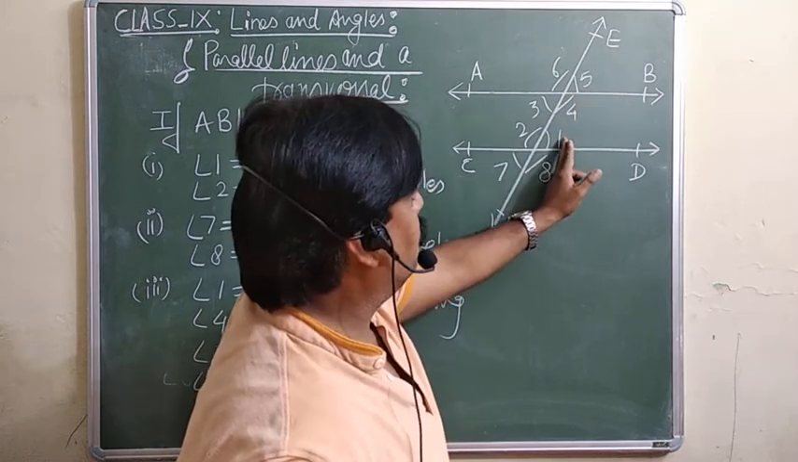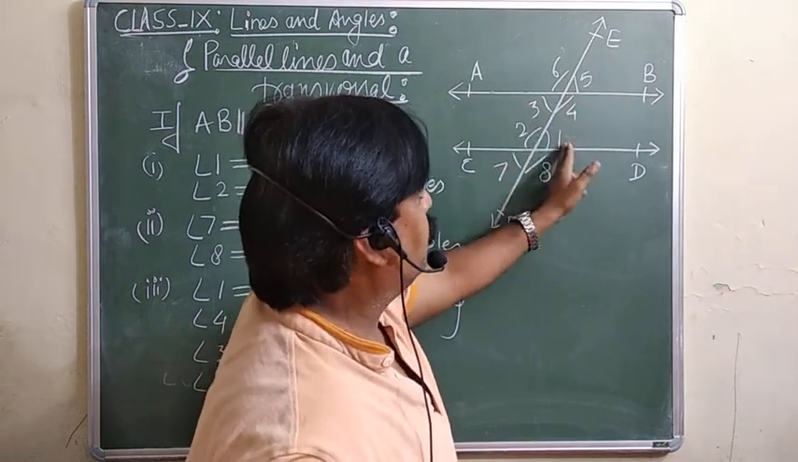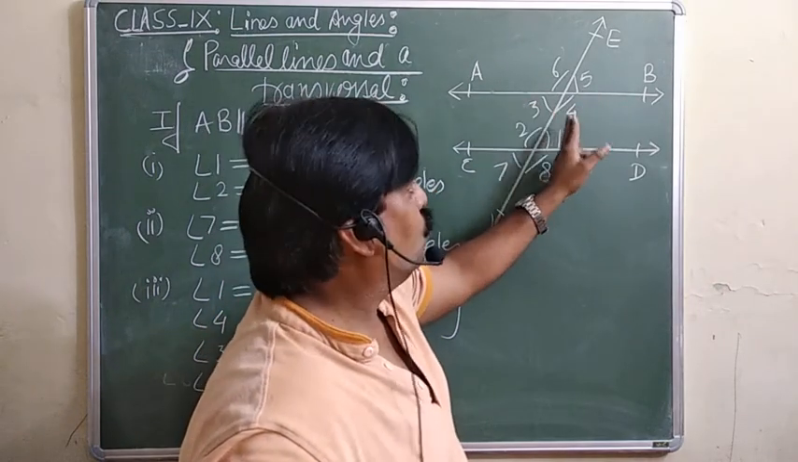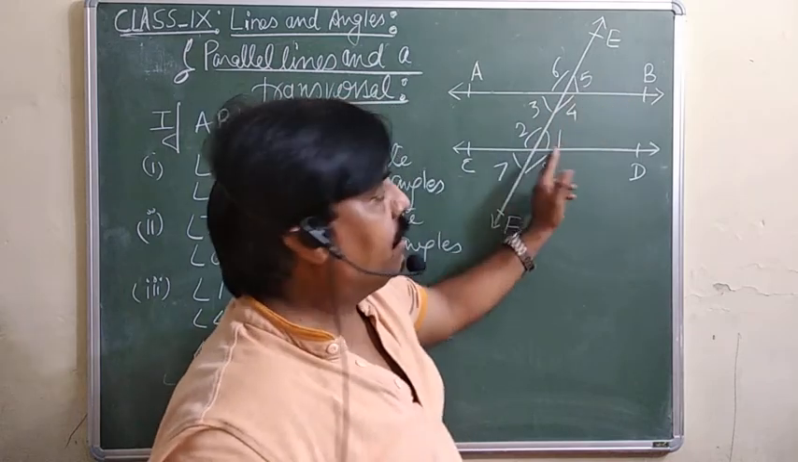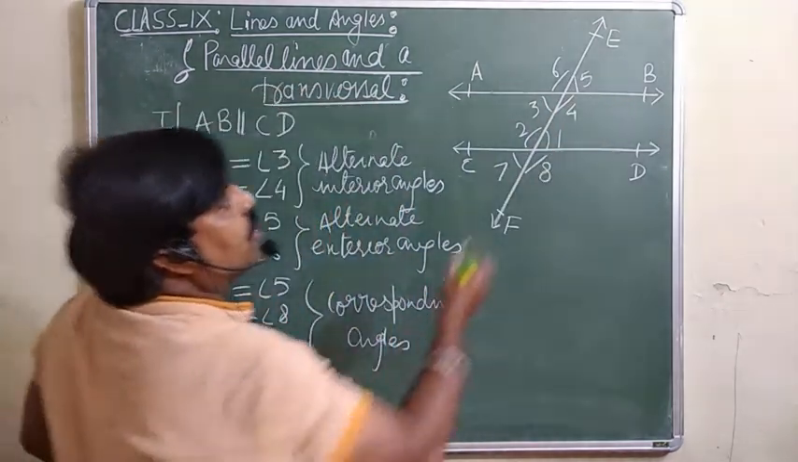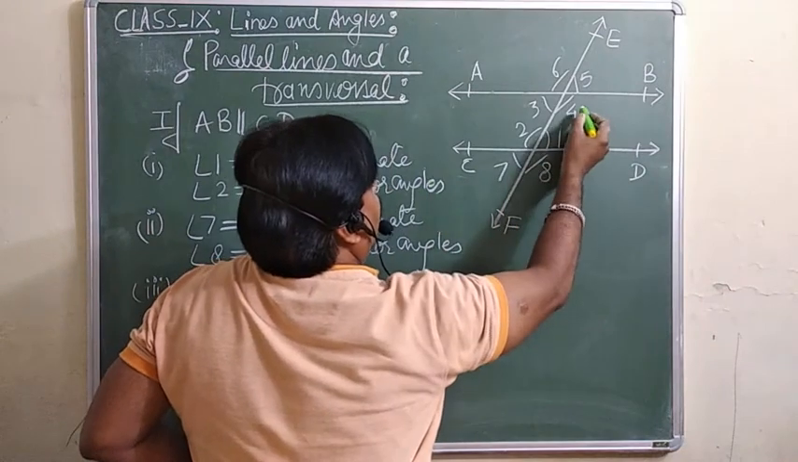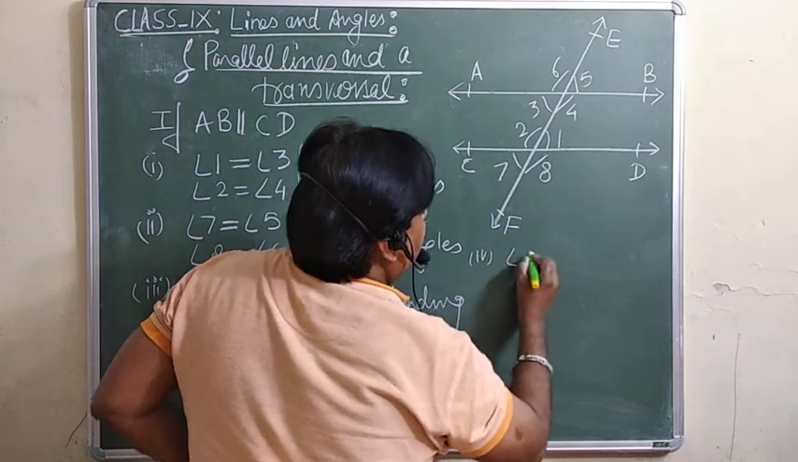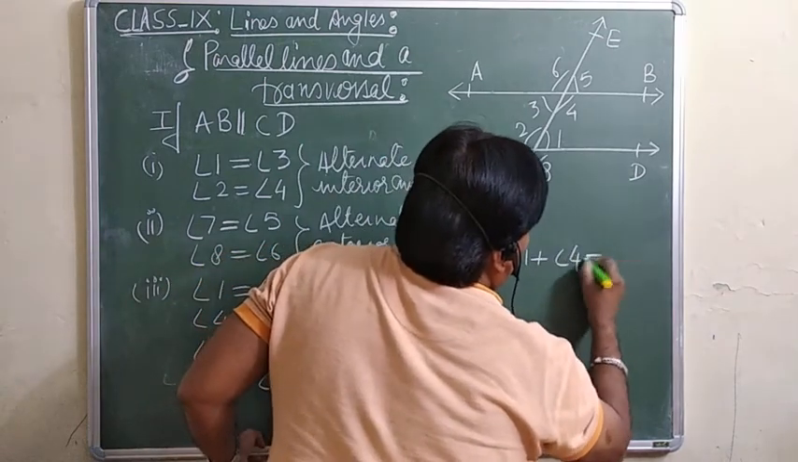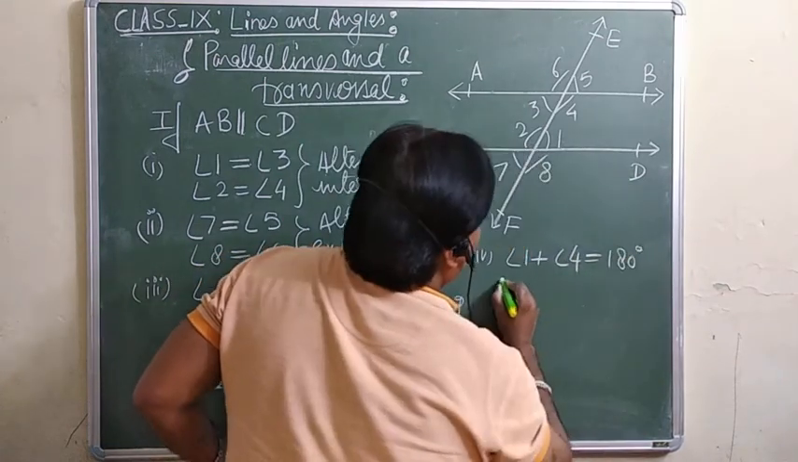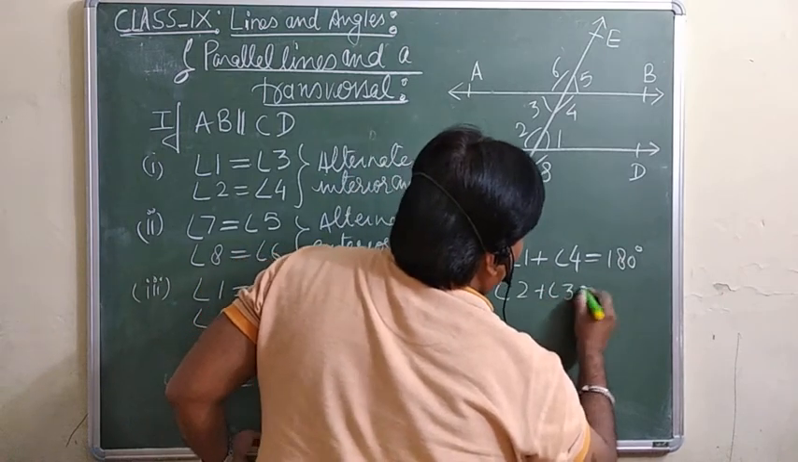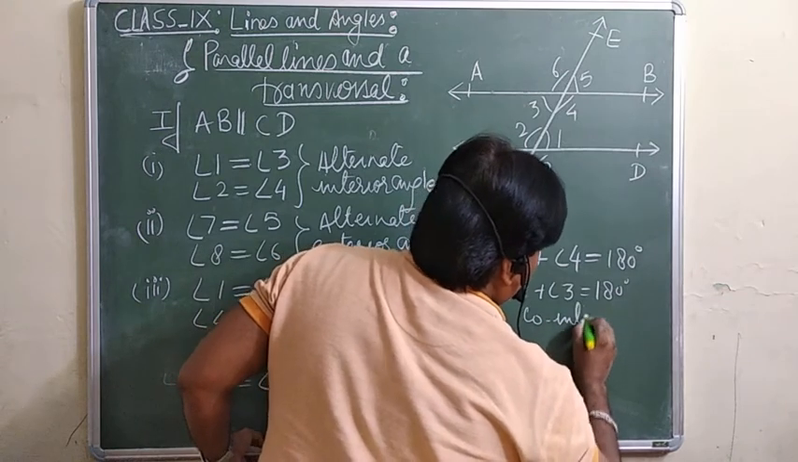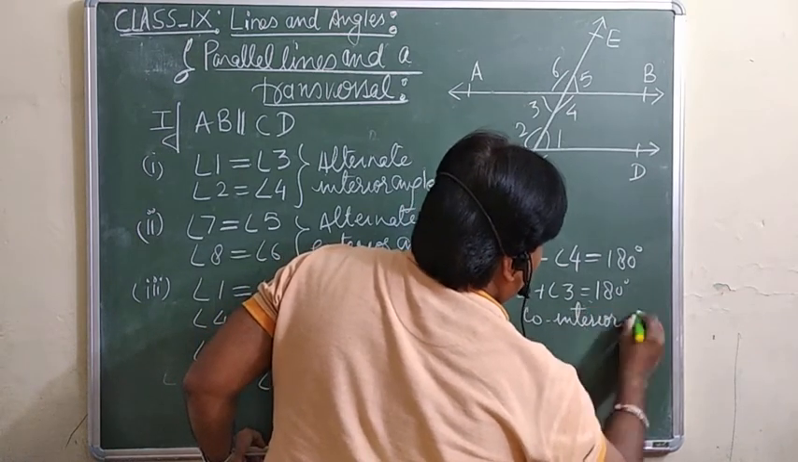You can say, see now, angle 1 is equal to 3 and 3 is equal to 5. Angle 1 is equal to 3 by alternate interior angles. 3 is equal to 5 by vertically opposite angles. So automatically you will say angle 1 is equal to 5, but they are known as corresponding angles. And if these two lines are parallel, then the sum of these two angles, this is your fourth case, angle 1 plus angle 4 will be equal to 180. And similarly, angle 2 plus angle 3 will be equal to 180. This is why they are known as co-interior angles.